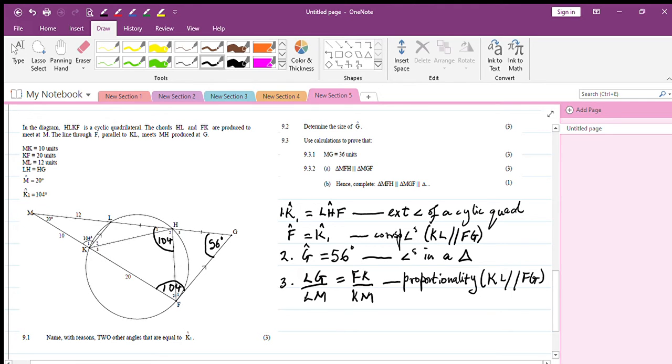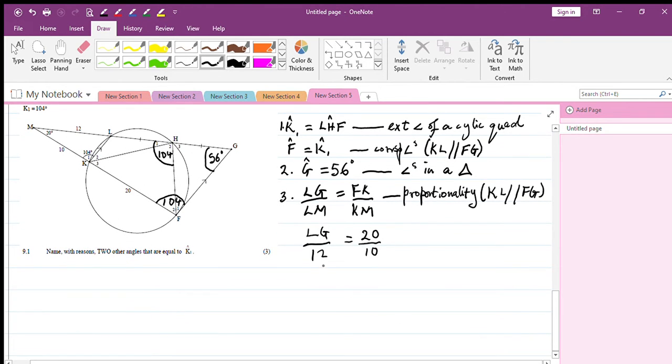Now we need to do the substitution. LG is what you're looking for, over LM is 12, is equal to FK is 20, over KM is 10. And then on your calculator you will get that LG is 24 units.